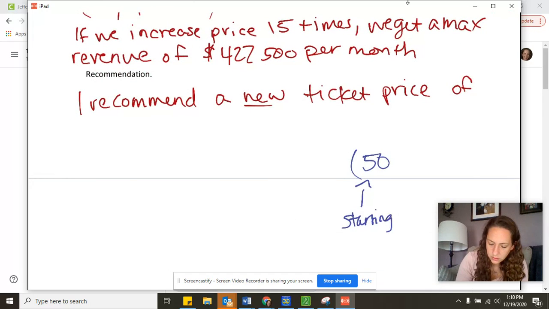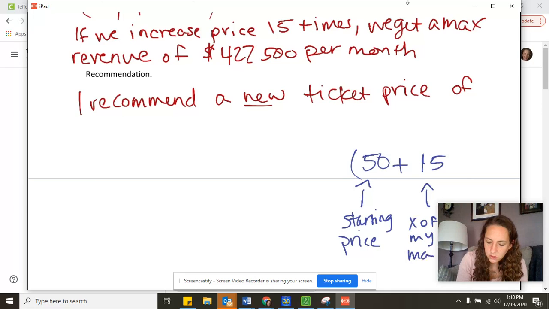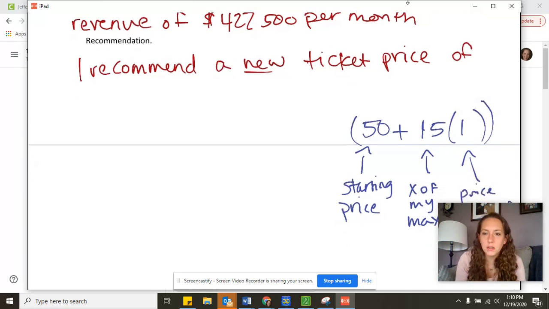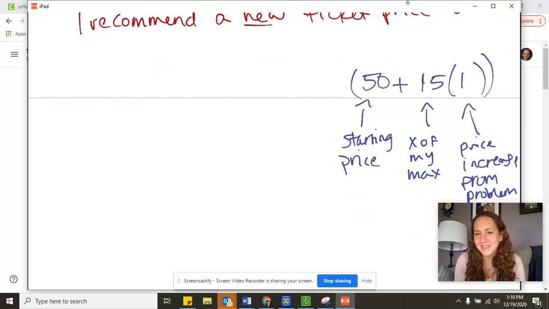Starting price plus 15, which is my x, the x of my max, times 1, which is the price increase from the problem. And in this case, oh, you can't see what I wrote. Okay. That looks horrible. My handwriting's horrible. But hopefully you get the idea.